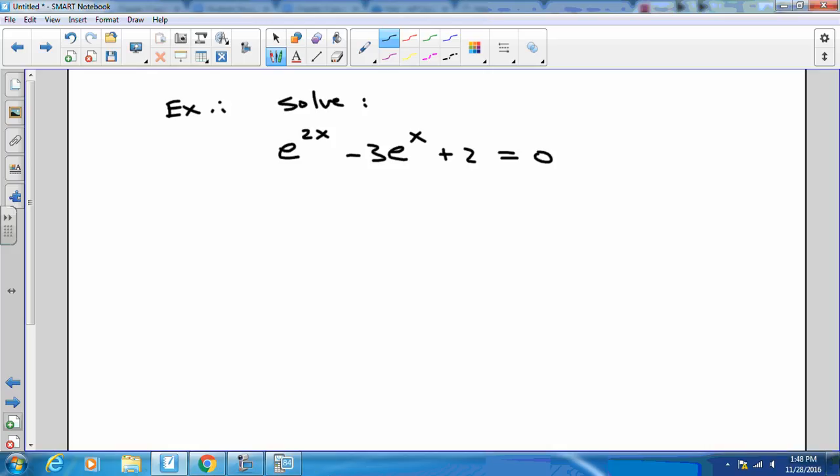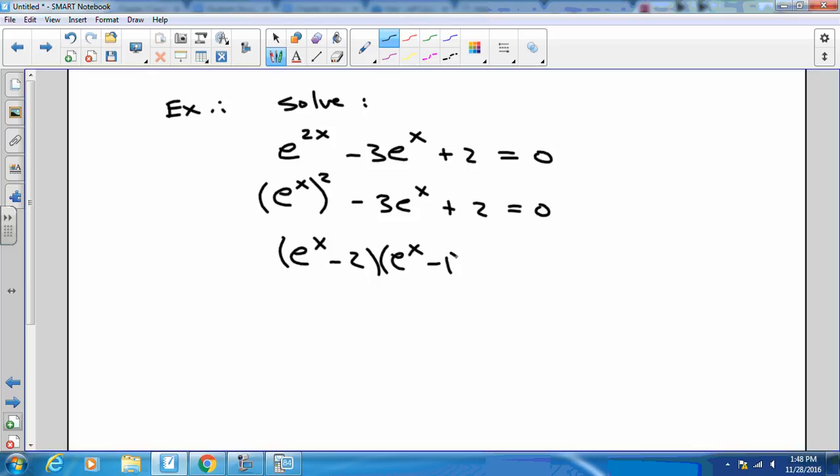This one seems wild. There is no hope of trying to solve this with a natural log because I can't isolate the exponential. But Jason has an idea. What's your idea? Ah, very good. That's exactly right. So we notice that e to the 2x is the same as e to the x quantity squared. So what I have is a quadratic that can be factored. E to the x minus 2 times e to the x minus 1. That's very good.